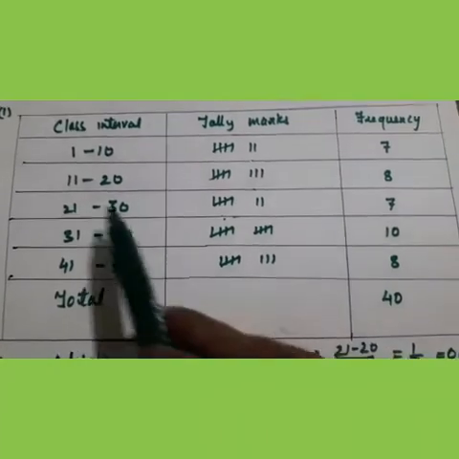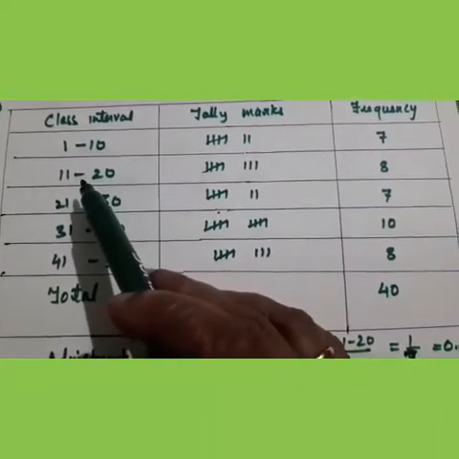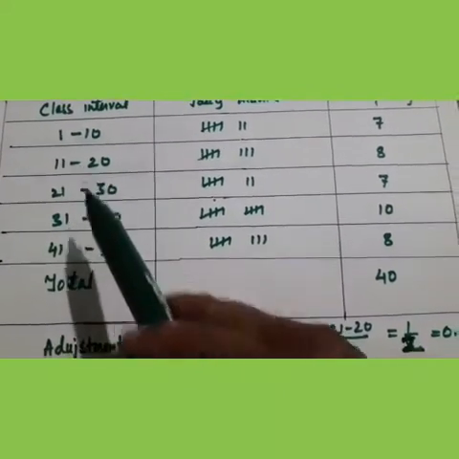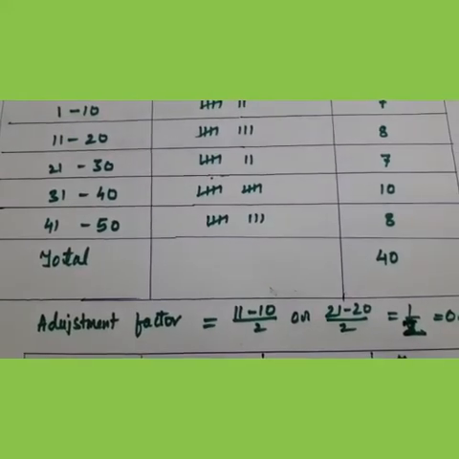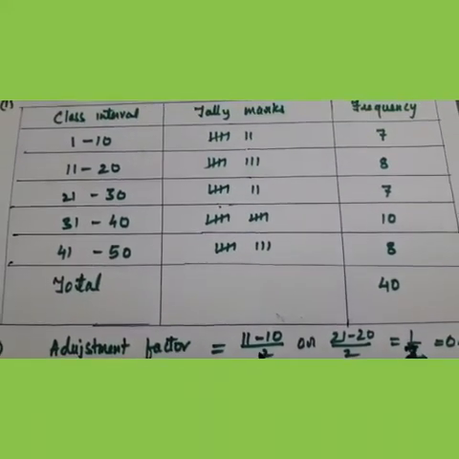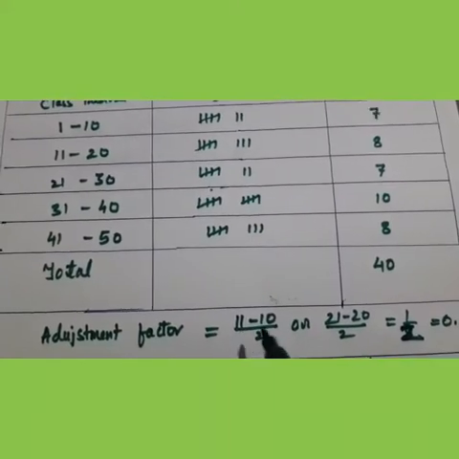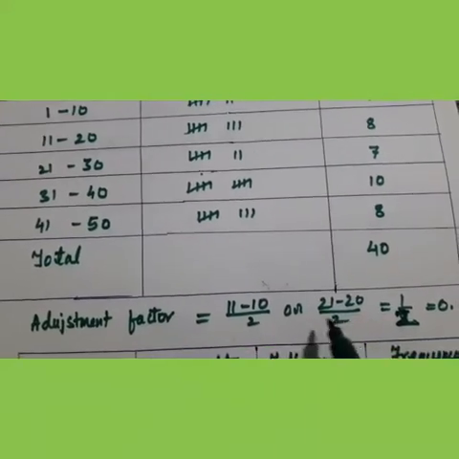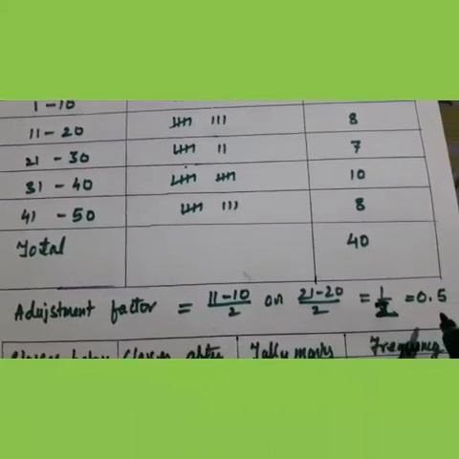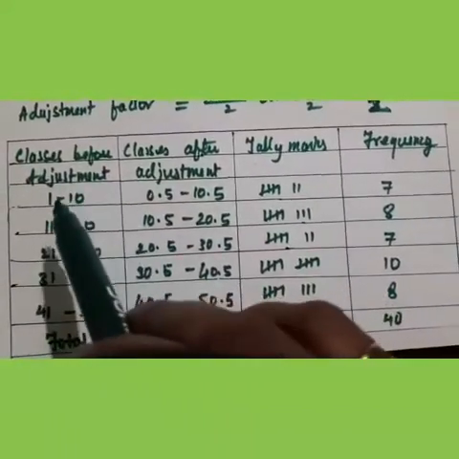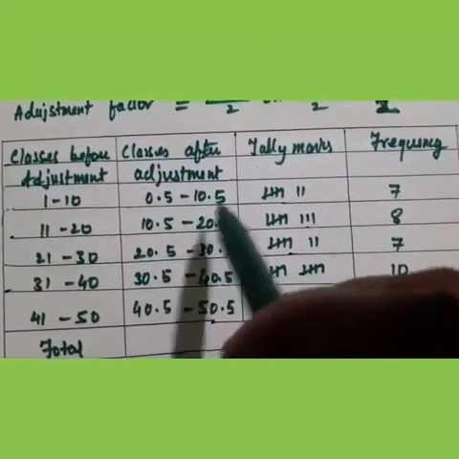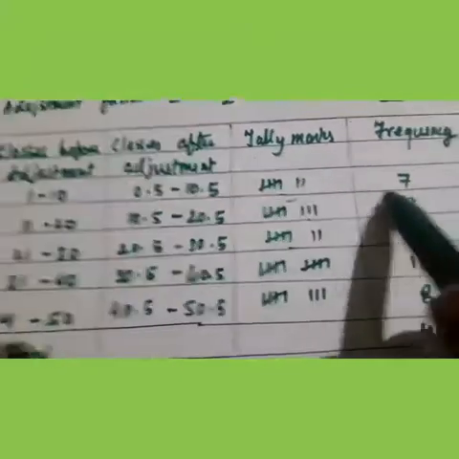Now next, since it is not a continuous distribution, we have to change it into a continuous distribution. For that we have to find the adjustment factor. So the adjustment factor is the lower limit of one class minus the upper limit of the previous class, divided by 2. So it may be 11 minus 10 by 2 or 21 minus 20 by 2, that is 1 by 2, 0.5. So the classes before adjustment are 1 to 10, and after adjustment it will become 0.5 to 10.5. Tally marks will remain the same and frequency will remain the same.